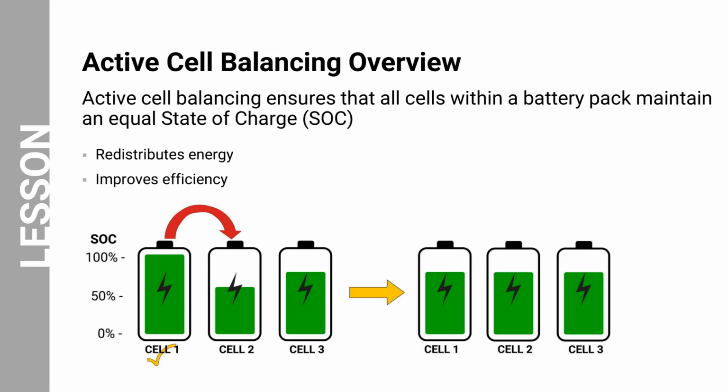The image then shows the balanced state, where all 3 cells have a similar SOC, represented by the same level of green in each cell. This indicates that the balancing process has successfully equalized the charge levels among the cells. This image illustrates how a BMS can actively manage the energy distribution within a battery pack to ensure that all cells have a balanced state of charge, which is essential for optimal performance, safety, and longevity of the battery.